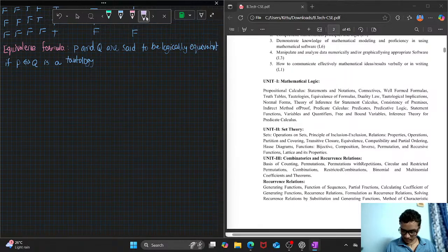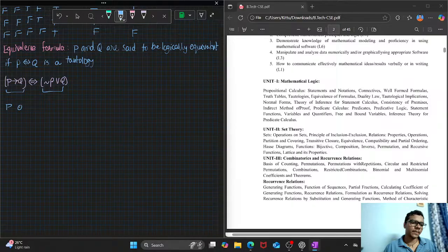So let us look at an example. Let's look at a truth table example. P implies Q, by implies negation P or Q. So this is one part of the equation and this is another part, and whatever the truth values this has, this should also have the same truth values. If they both have the same truth values, then you can say both of them are logically equivalent. So you take P, you take Q, you take P implies Q, you take negation P, you take negation P or Q, and then you compare this one to this one.